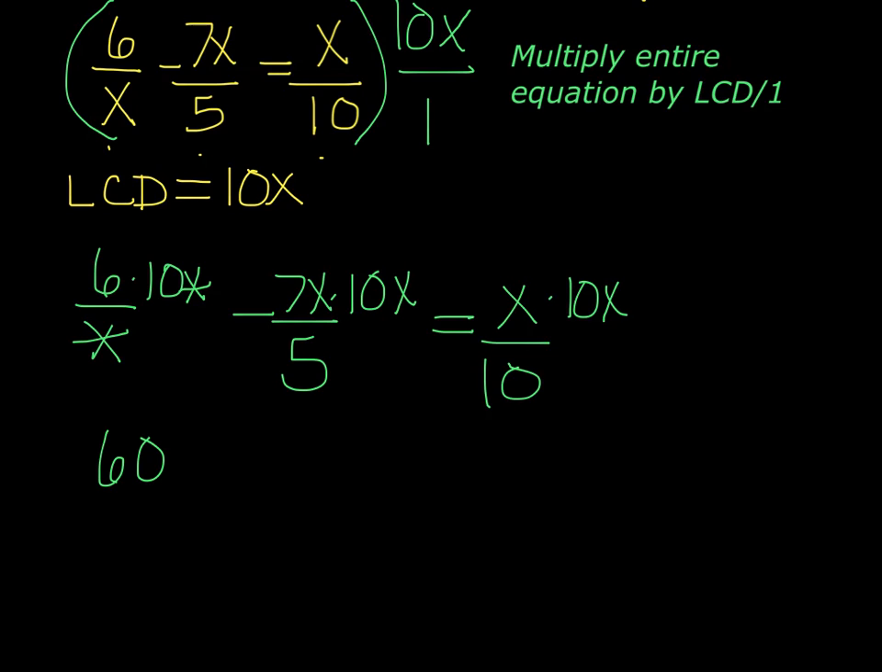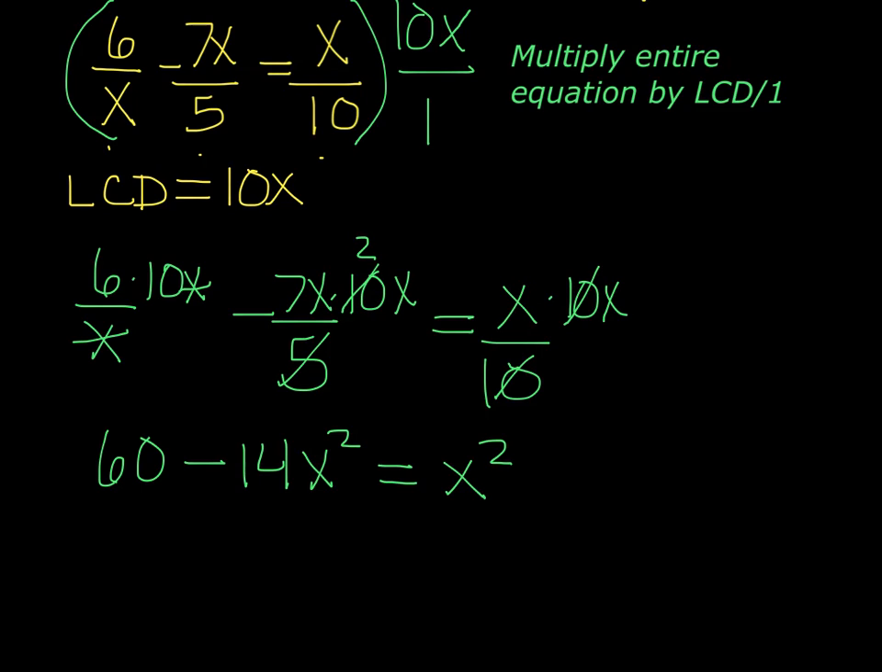7x times 10 divided by 5. 10 over 5 is 2, so that's 14x squared. And x times 10x and then divided by 10, that's just x squared. So I have 60 minus 14x squared equals x squared.